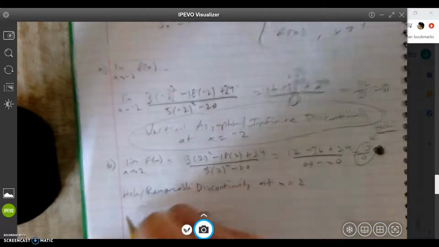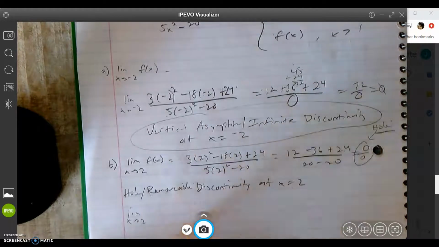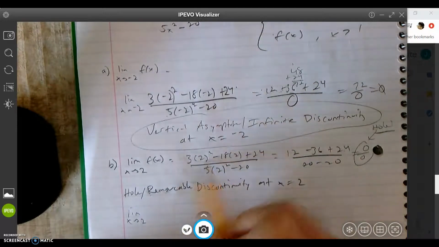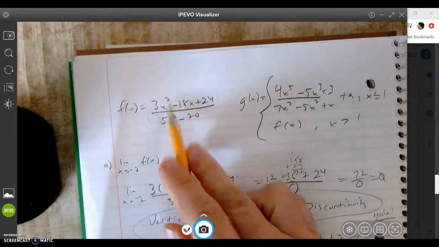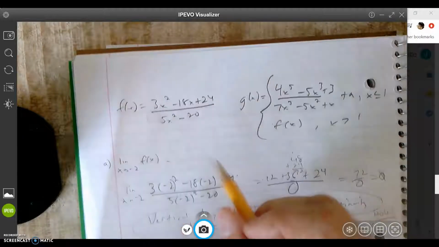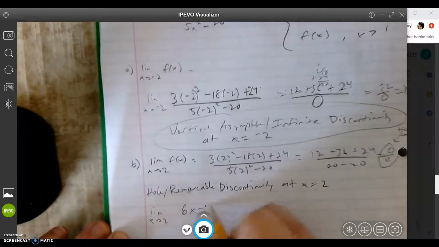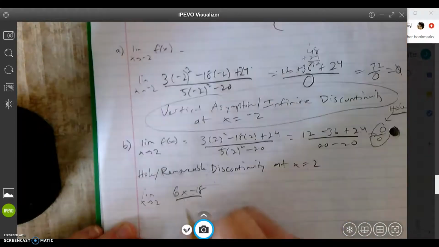Okay, so I got 2 courses of action. What do you think I'm going to do? Yeah, I can factor, or I can use L'Hopital's rule. Let's just use L'Hopital's rule because that might be simpler. So I find the derivative of the numerator and the derivative of the denominator. That's going to be 3 times 2, which is 6x, minus 18. And my derivative of the denominator is going to be 10x.